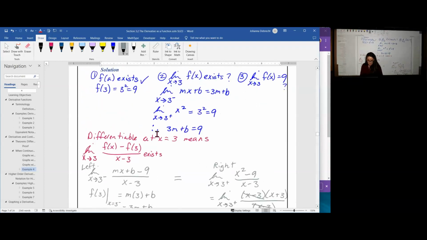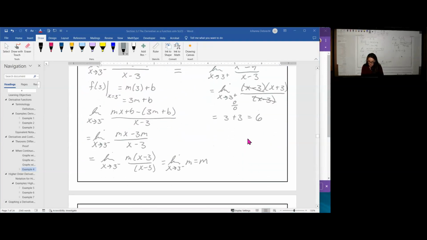Now I can come back to the equation that we found earlier from our continuity, 3m plus b equals 9. If I know m must be 6, and m equals 6, then I can substitute and I get 3 times 6 plus b equals 9, which gives me that b is equal to 9 minus 18, or negative 9. I know the value of b must be negative 9, and the value of m must be 6.